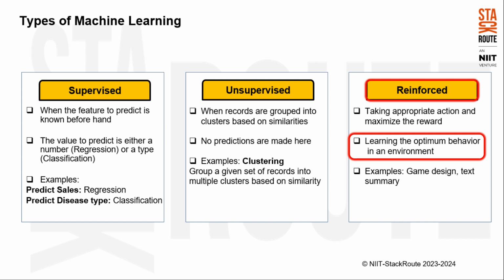Just like you have a game design. Whenever you make the right move, you get rewarded, and when you make a false move, you are punished or penalized for that. So these are the three main types of machine learning that we use: supervised technique, unsupervised technique, and reinforcement technique.